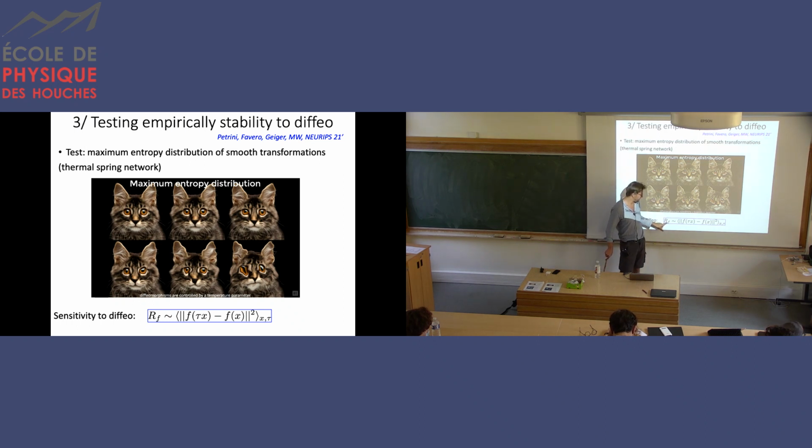Then you define a sensitivity to DFO. What you do is that you deform the image, and you see how much it's changing your output. And you can look at the output, or you can look at the internal representation within the network. Okay? You square it, and you average it on different data. And now you have an ensemble of DFOs, so you can average on many, many DFOs.